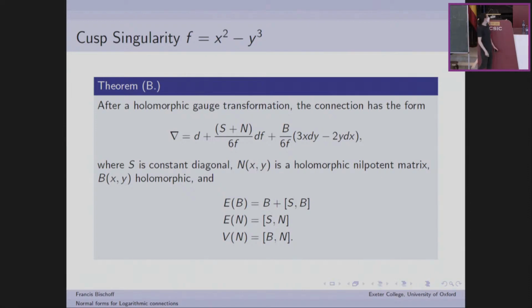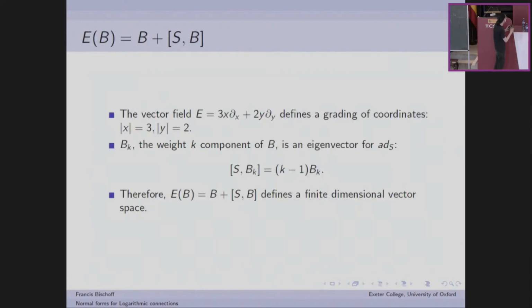So you might think that we started with one equation and now we have three, but actually this is a much better situation. Let me focus on the first equation and explain what's going on. That's the equation that if we apply E to B, then that's equal to B plus the bracket of S with B. E is the Euler vector field, and it defines a grading of the coordinates x and y: x has degree 3 and y has degree 2. So we can take B and consider its homogeneous components of all the different weights. And what this equation says is that the weight k component, B sub k, is an eigenvector for the adjoint action. That's the same condition as we had above.